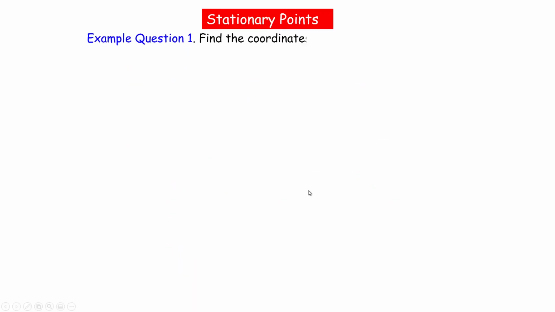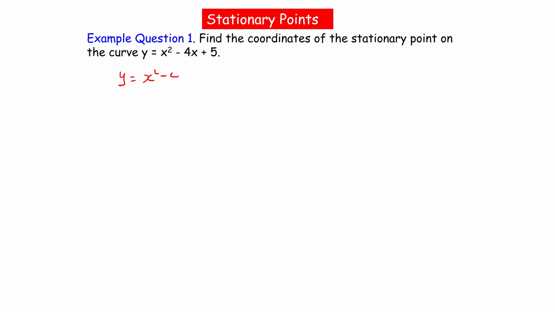Okay, let's have a look at this example then. Find the coordinates of the stationary points on the curve y equals x squared minus 4x plus 5. As we say, at the stationary points, dy by dx is equal to 0. So we differentiate our function in the first instance. We've got y is equal to x squared minus 4x plus 5. Differentiating that, dy by dx is equal to 2x minus 4.